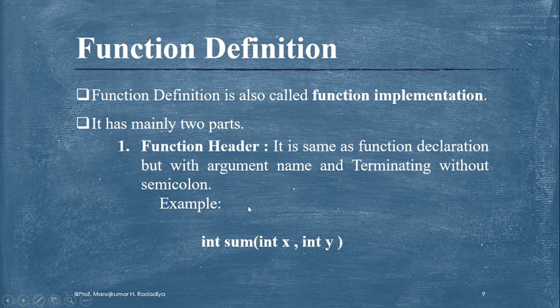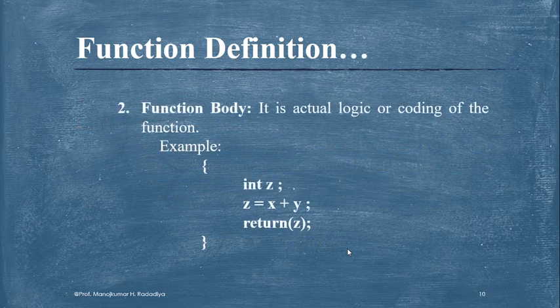Here the difference is that when we deal with the function definition, the first part, specifically the function header, as in the example we saw, is int, space, our function name, and in the parameters we have two arguments with argument names, that is int x comma int y, terminating without a semicolon. The second part of the function definition is the function body.